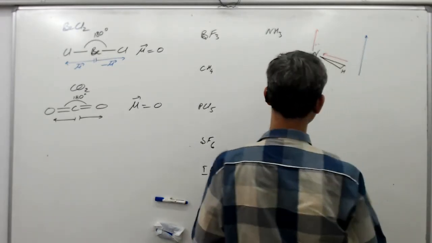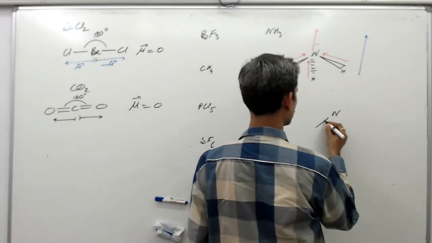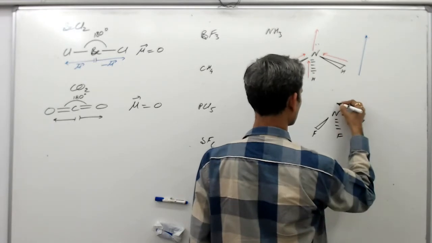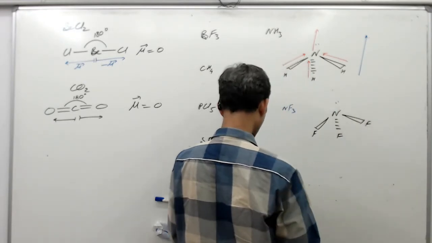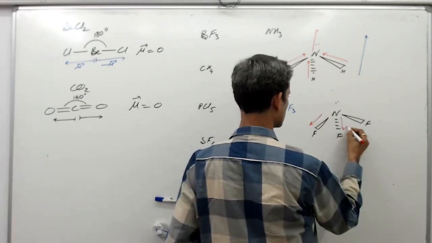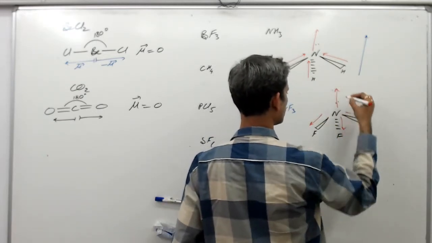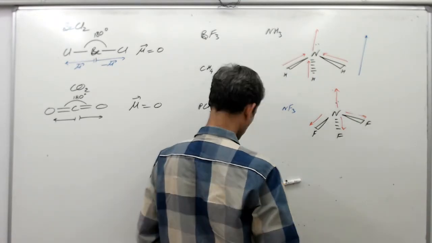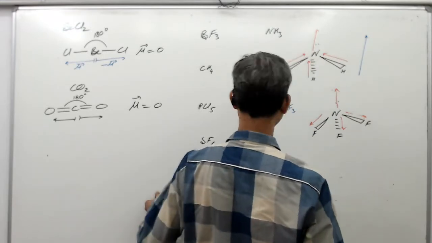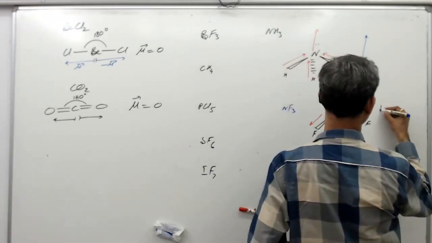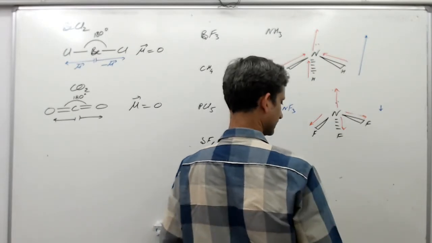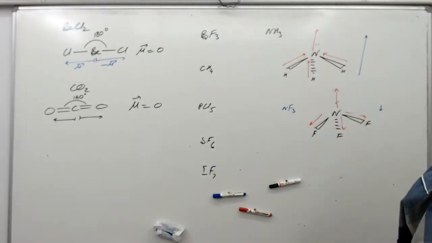In case of NF3, the structure again is similar to NH3. But when we talk about the dipole moments, in case of NF3, these three dipole moments are this way, while this dipole moment is this way. So the dipole moments partly cancel each other, and that is why NF3 has a small dipole moment. NH3 is more polar than NF3.